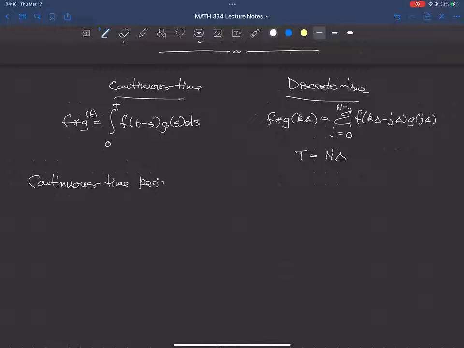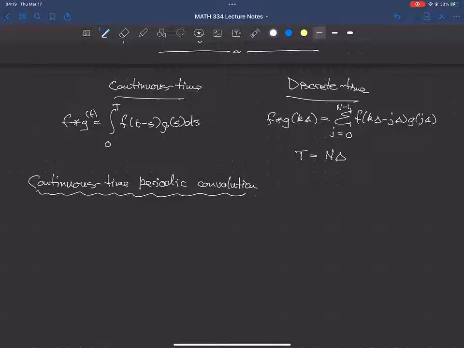Periodic convolution. All right. Okay. So the story here is quite similar to aperiodic convolution, but there are some important differences.